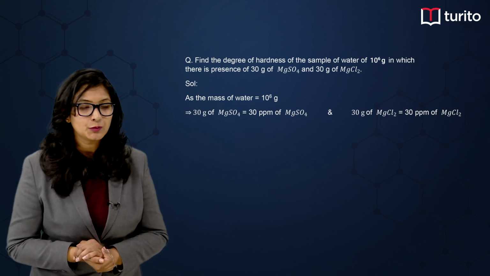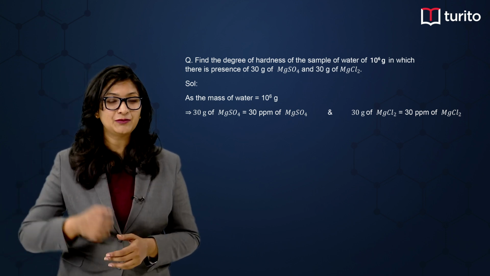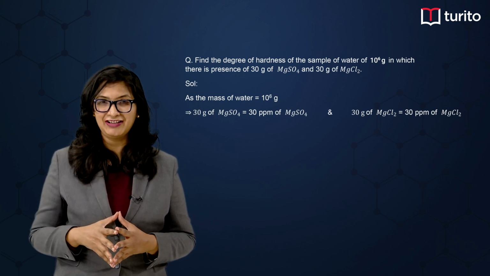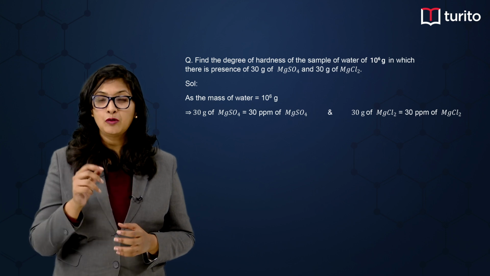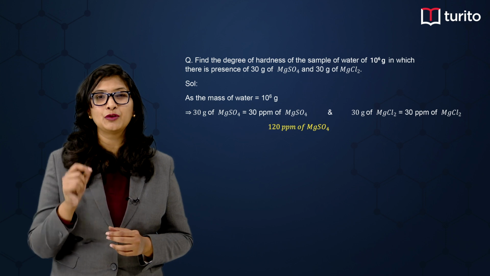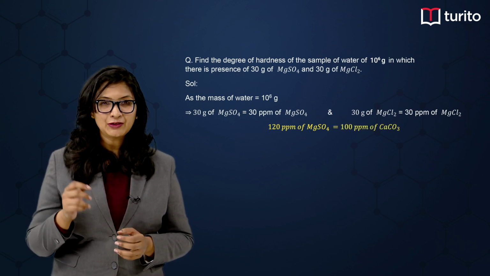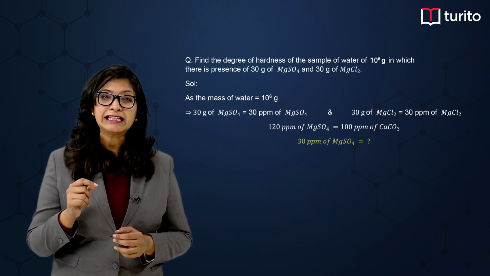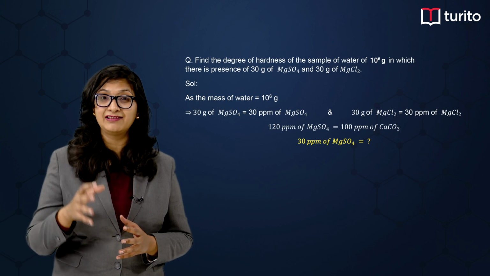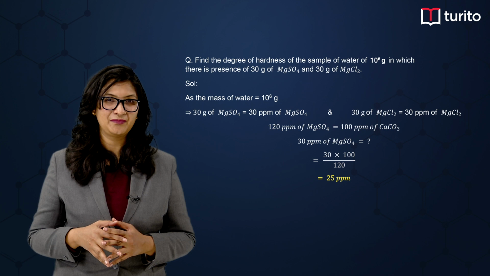Now what we have to do? We cannot directly use the ppms of MgSO4 and MgCl2. We have to convert it into CaCO3, right? So how to do that? Now we already know that 120 ppm of MgSO4 is equal to 100 ppm of CaCO3, right? So now if I am having 30 ppm of MgSO4, what will be the value in CaCO3? It will be nothing but 25 ppm, right?